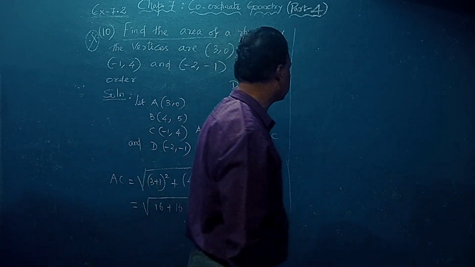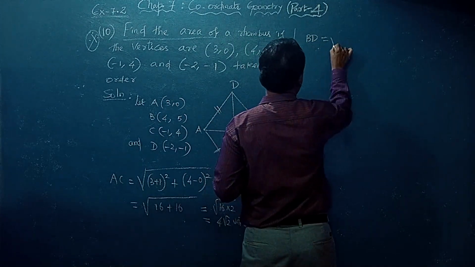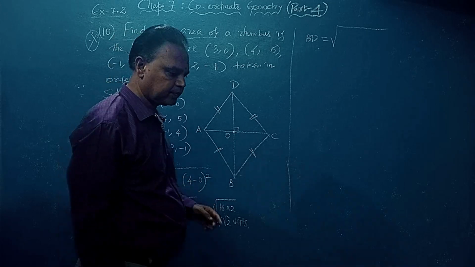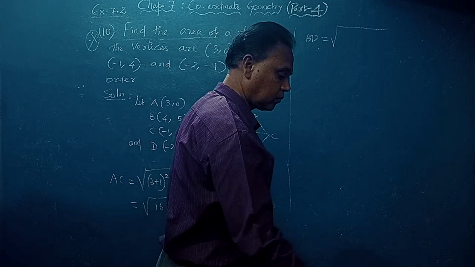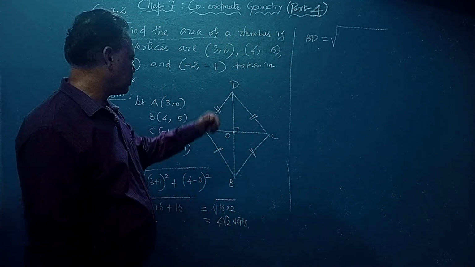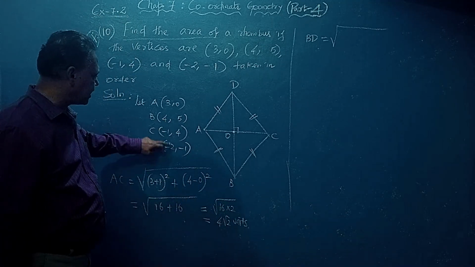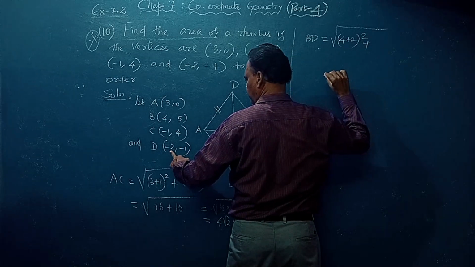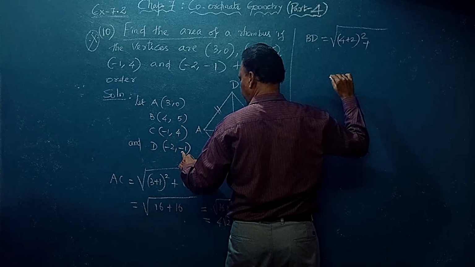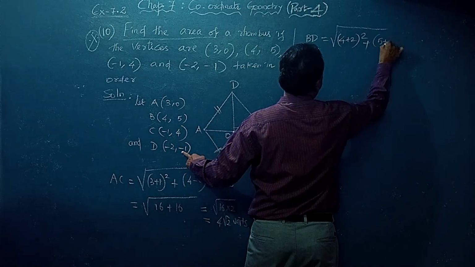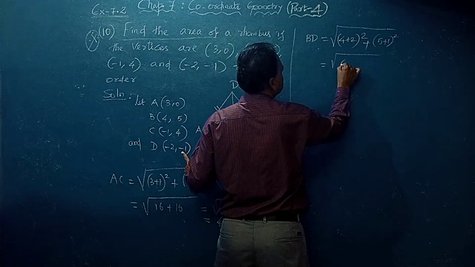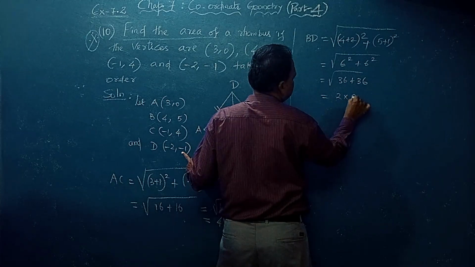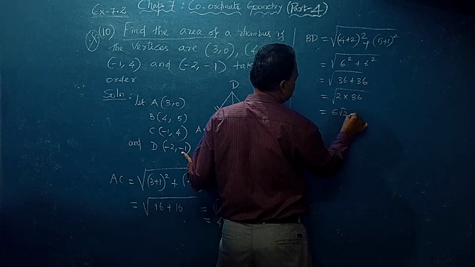Now in the same way you have to find BD. BD is nothing but these two points. You have to subtract the x coordinates, that is (4 + 2) whole squared, plus (5 + 1) whole squared. That means root of 6 squared plus 6 squared, that is 36 plus 36. Here also, 2 into 36. The root of 36 is 6, so 6 root 2 units.